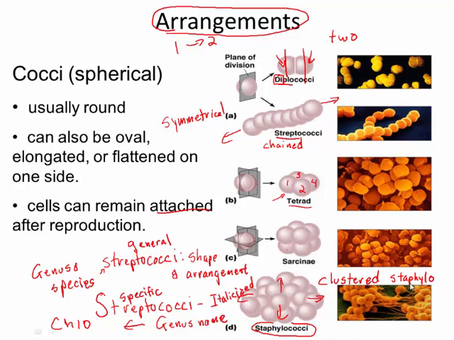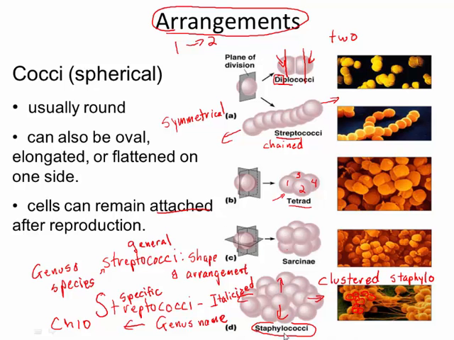Staphylo means clustered. So if someone describes an arrangement as staphylococci, what that means to you is you have a series of rounded cells that form these clusters because they divide along many planes.